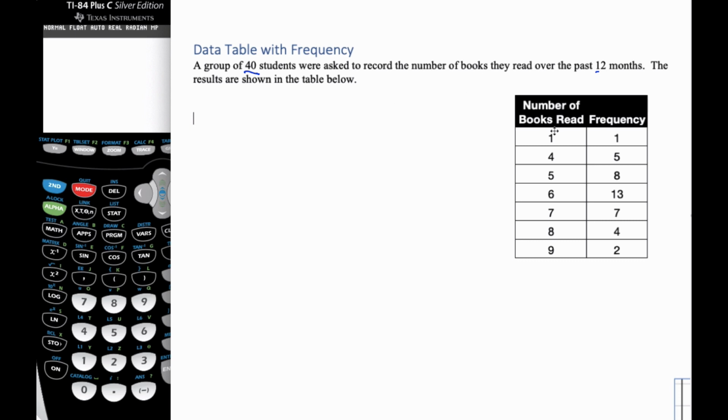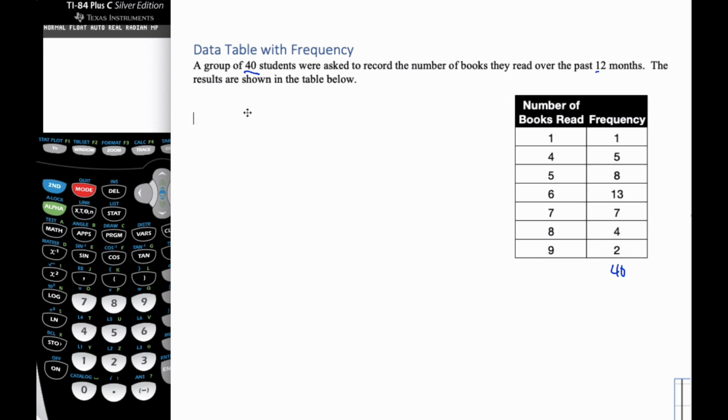So these are number of books read, and this is frequency. And I'm told 40 students, but where are the 40 students? We have to think about where the 40 comes from. And if we consider here, if I go 1 plus 5 plus 8 plus 13 plus 7 plus 4 plus 2, that is a total of 40 students. So these are my total number of students, and these are the books. And so what this list actually looks like, I have to consider I have 40 students.